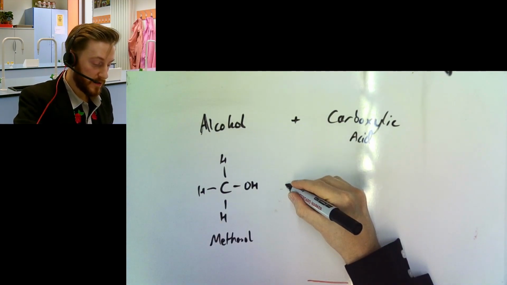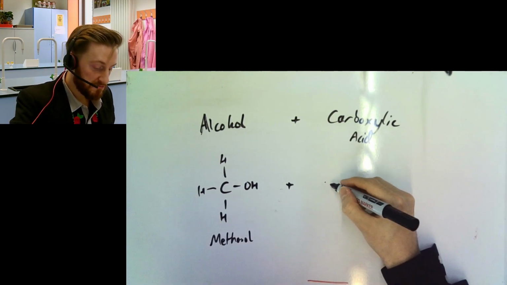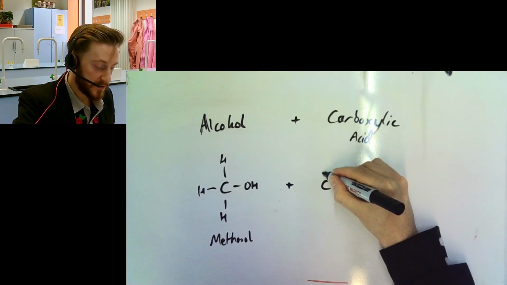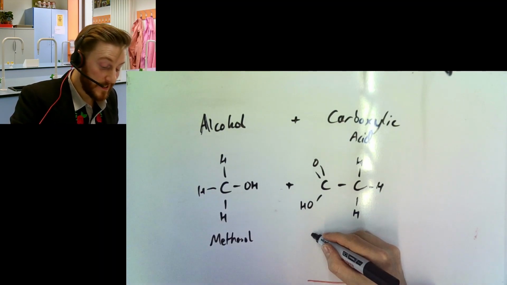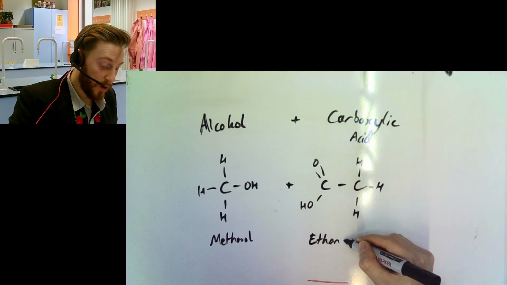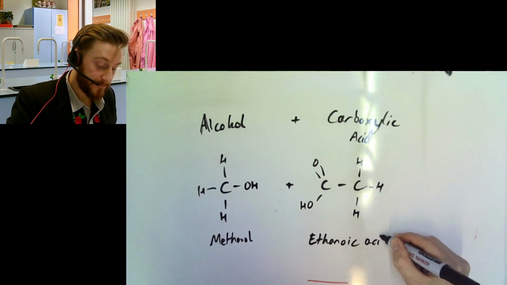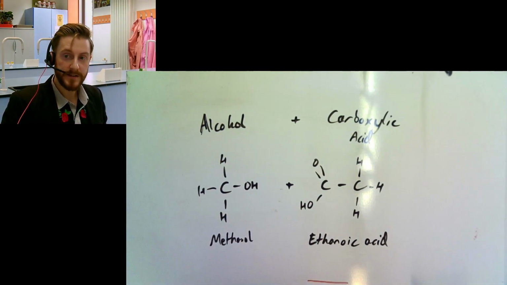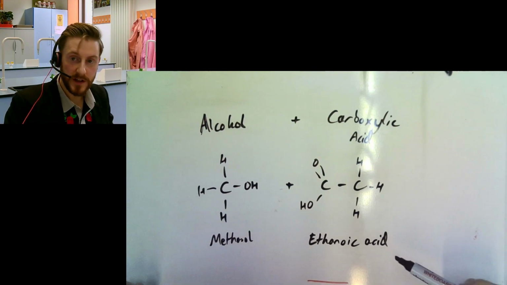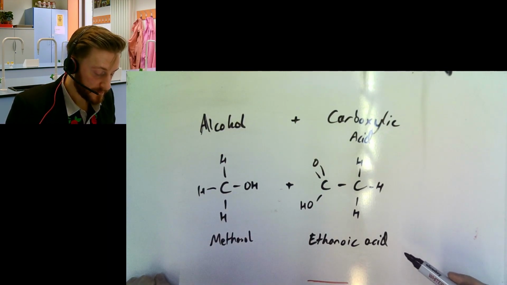And I add it to, let's take a two carbon acid. So this is two carbons, which is eth. So this is an ethanoic acid. So I've got my alcohol and I've got my carboxylic acid. And these combined is what's going to give me my ester.